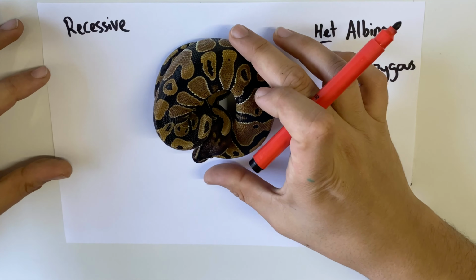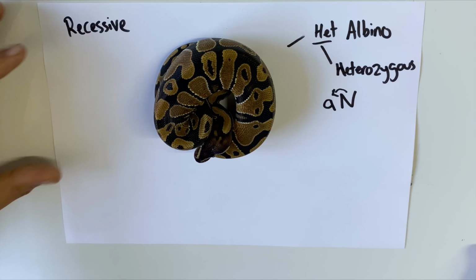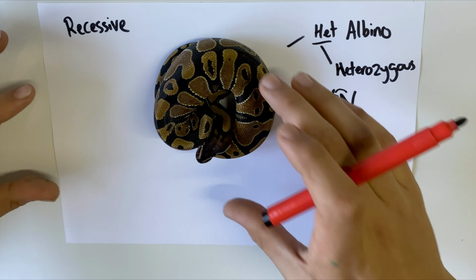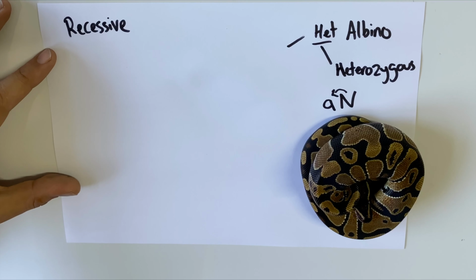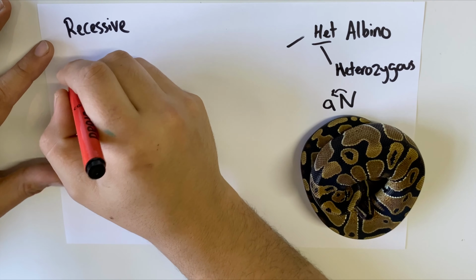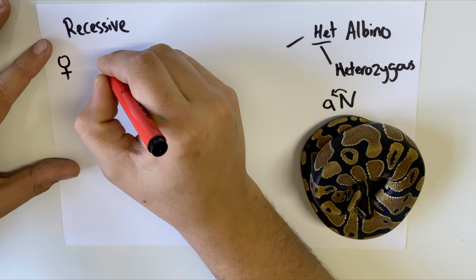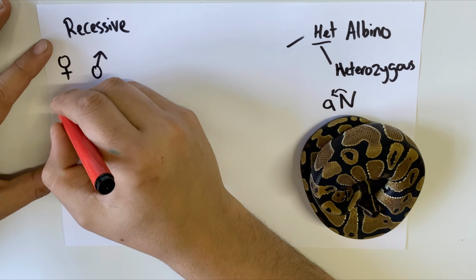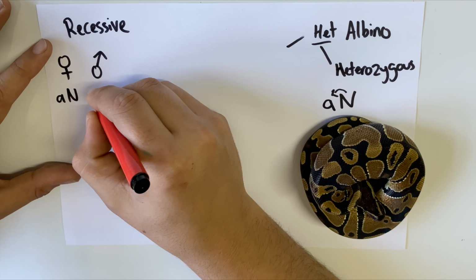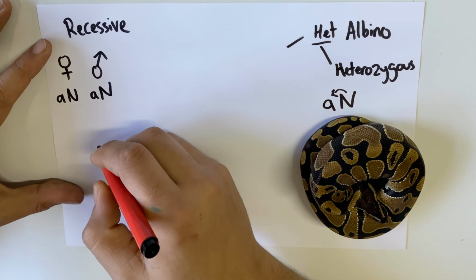So what would happen if I took two of these animals right here and bred them together? What would be my results? For this little one who's behaving really well here, sits over there for the duration of this video. So if we have a female and a male, which are both heterozygous, so both little a, capital N, as their genotype, what could we expect?